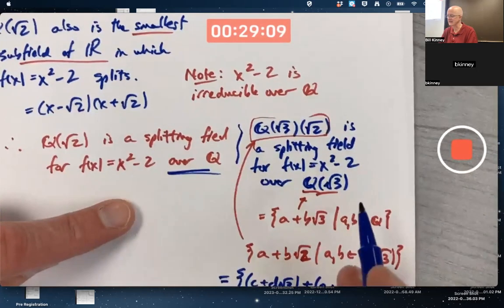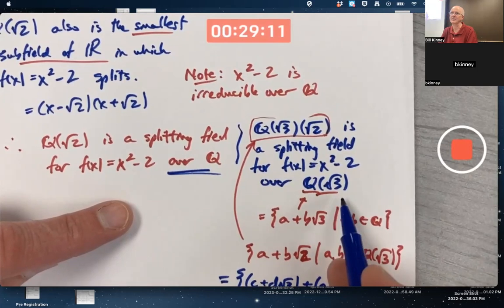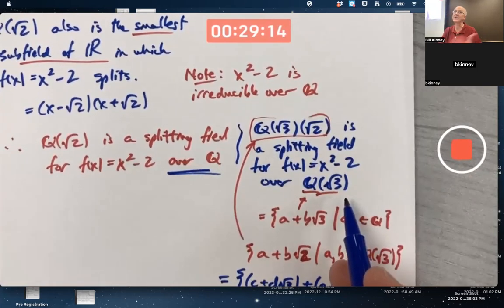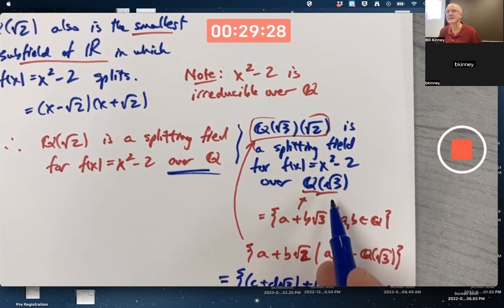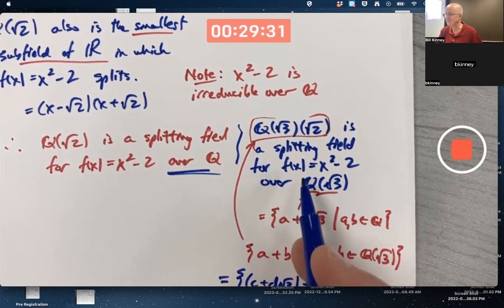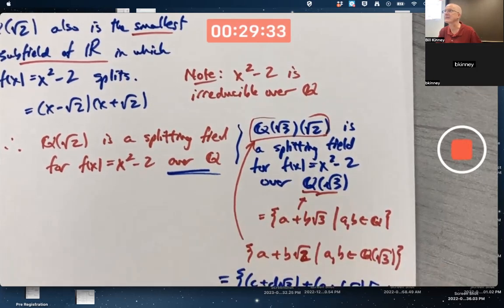If the base field is something different, I pick Q adjoin square root of 3. I could have picked something else. I could have picked Q adjoin square root of 5. I could have picked Q adjoin cube root of 2. There's infinitely many choices I could have had for the base field here. And the splitting field for this polynomial in each case would have been something different.